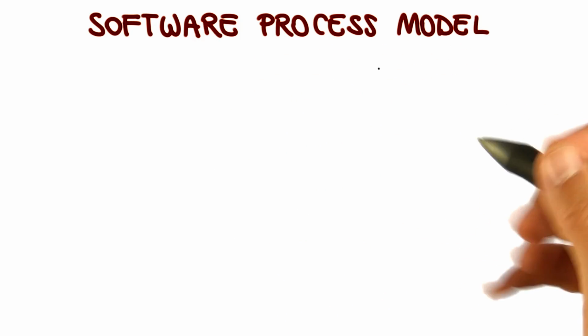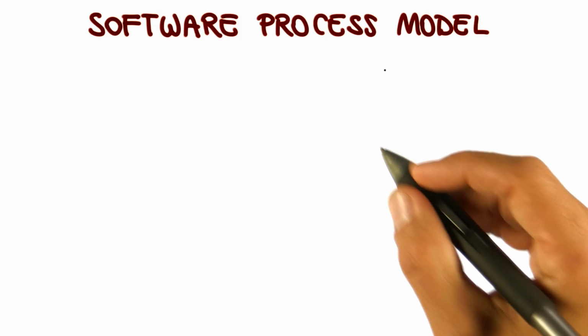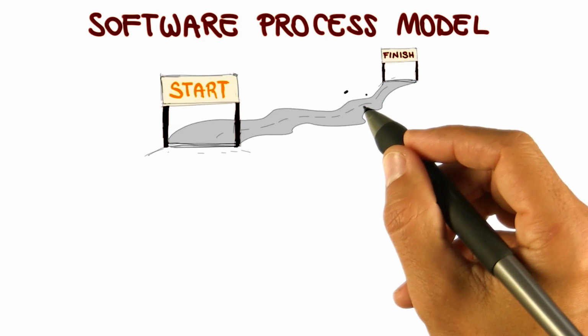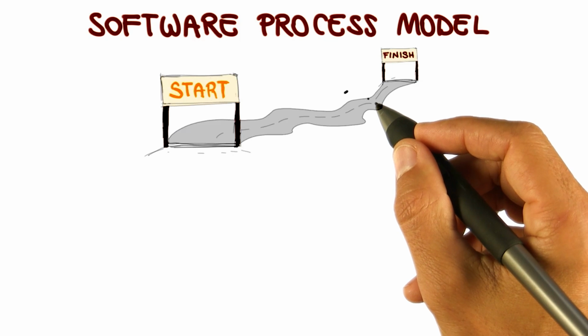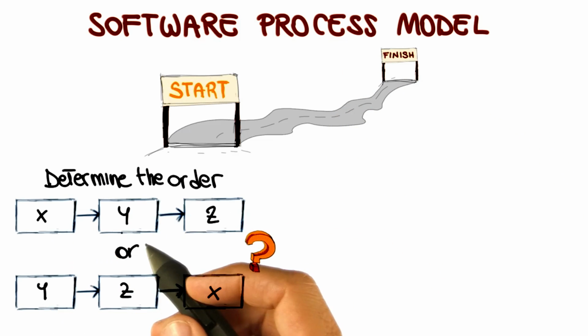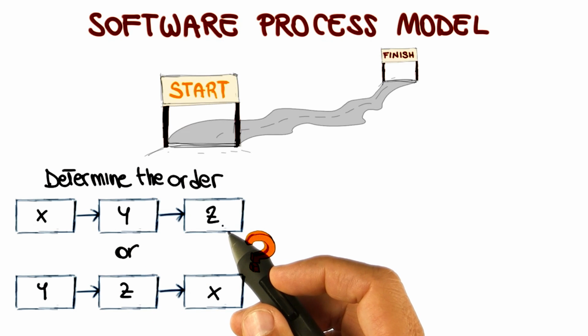And what this is, is a prescriptive model of what should happen from the very beginning to the very end of a software development process. The main function of a lifecycle model is to determine the order of the different activities, so that we know which activities should come first and which ones should follow.